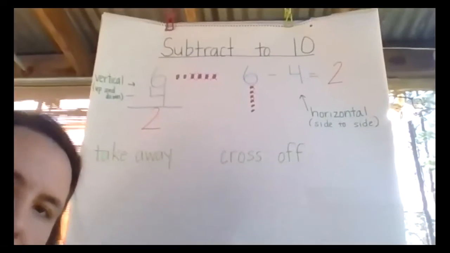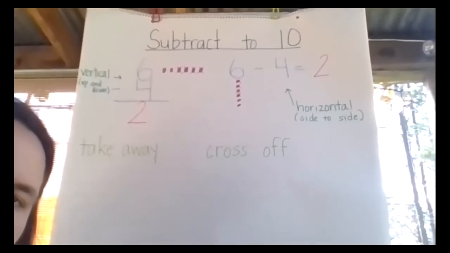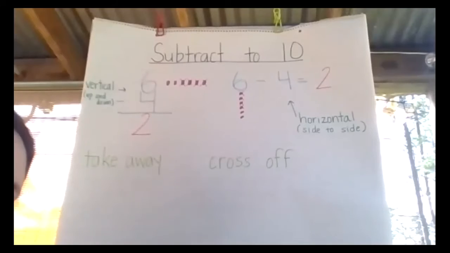I am going to first show you my anchor chart that I made so that we can work on strategies and talk about some vocabulary words. And then we will go into doing 8 problems together on our unique system. So let me move this so you can see a little bit better. These are my strategies for subtracting to 10. And I have some vocabulary that I want to talk about.